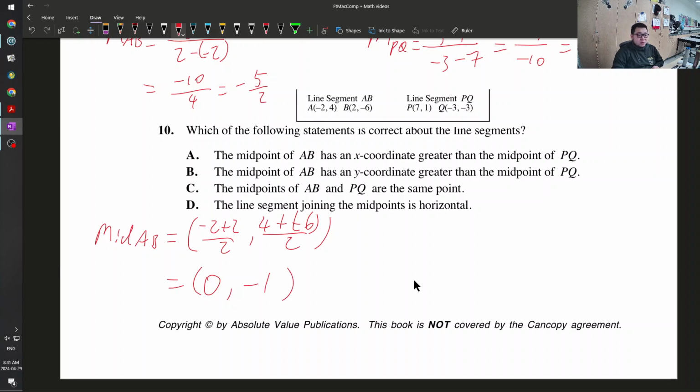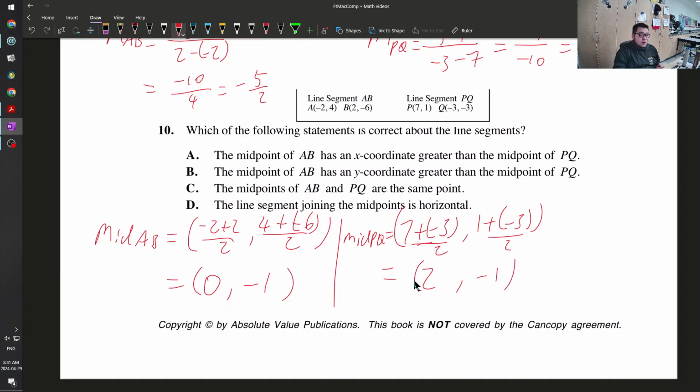Line segment PQ, what is the midpoint? 7 plus negative 3 divided by 2, and 1 plus negative 3 divided by 2. 4 divided by 2 is 2. 1 plus negative 3 is negative 2. Negative 2 divided by 2 is negative 1.